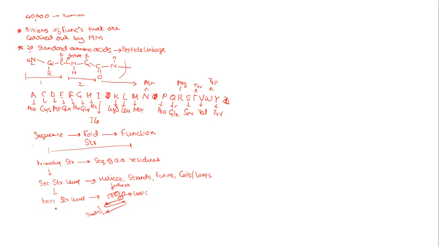Okay, there is another level called the quaternary structural level. If your protein contains multiple chains, then these multiple chains in their tertiary structural level can come together to form the quaternary structural level. Okay, so these are the different levels at which proteins can fold.